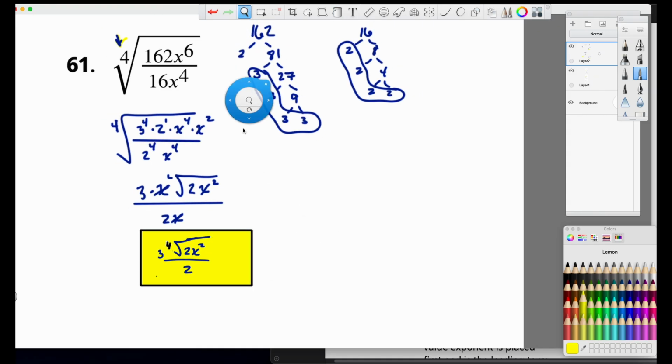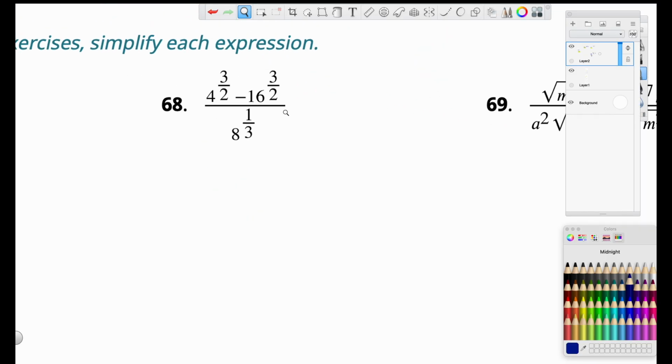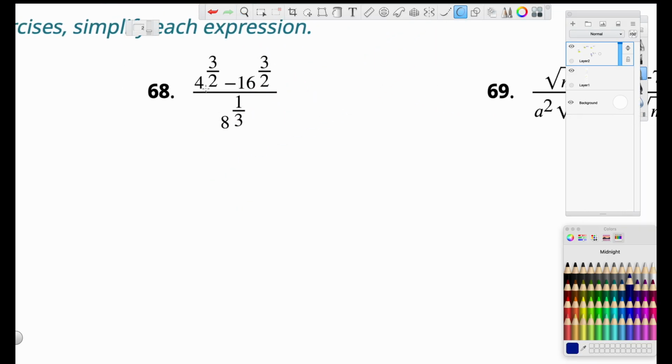Okay. Next one. Let's take a look at 68 here. We have exponential terms where our exponents are fractions. Again, this means that we're raising it to the 3rd power, and the 2 in the denominator means square root. So I could rewrite all these in a different way. Let's say the square root of 4 raised to the 3rd. I just translated that part.